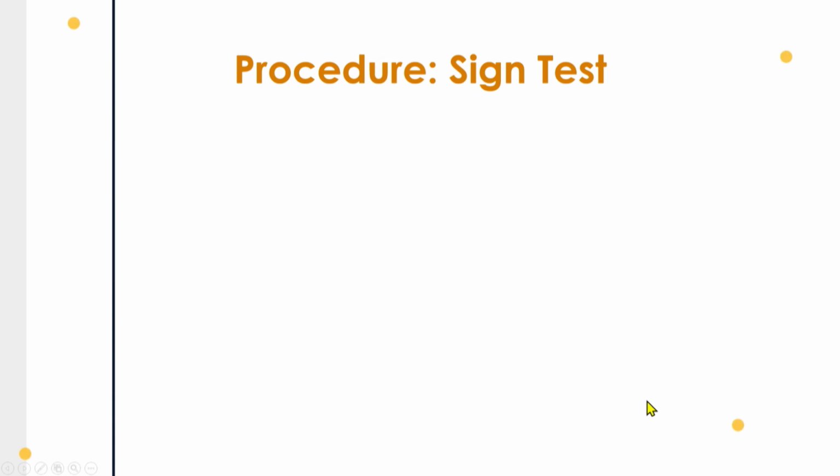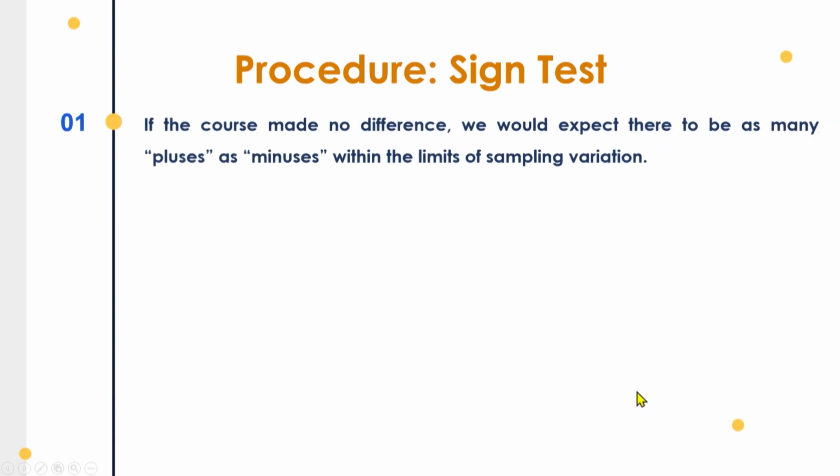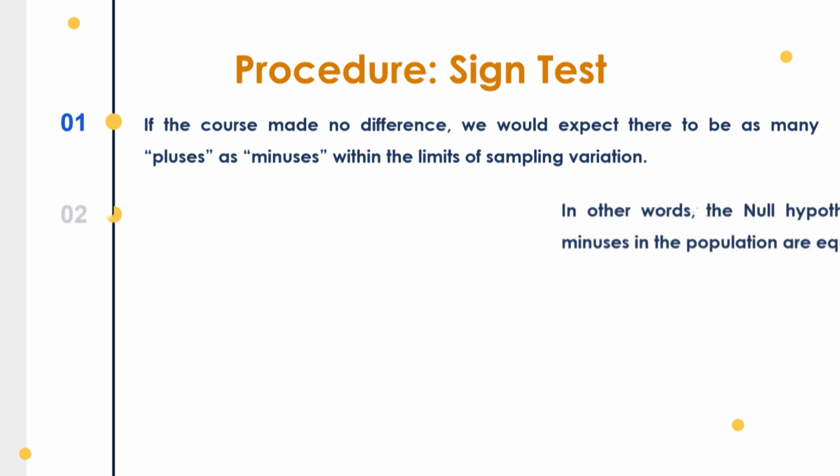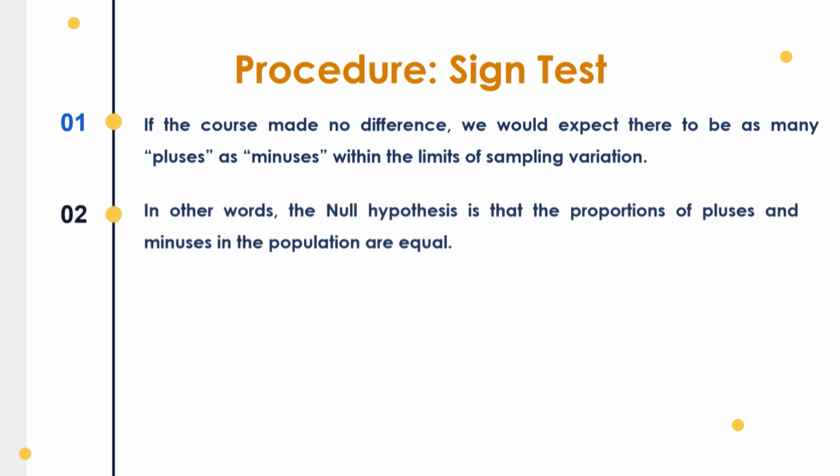Now we can speak about the steps. If the course made no difference, we could expect about equal numbers of pluses and minuses, within the limits of sampling variation. But what we have seen is that only 2 are minus and the remaining 8 are pluses. In other words, the null hypothesis is that the proportions of pluses and minuses in the population are equal. We consider both to have equal proportion, like 5 and 5.